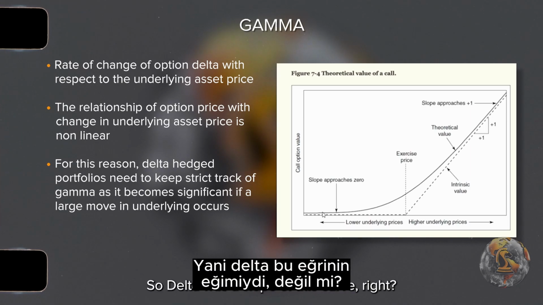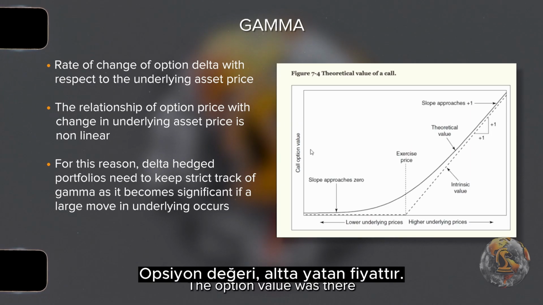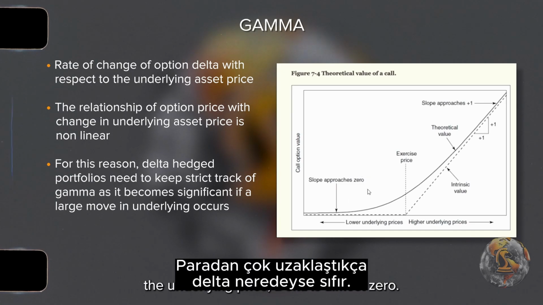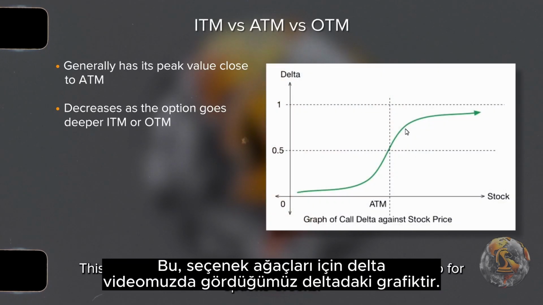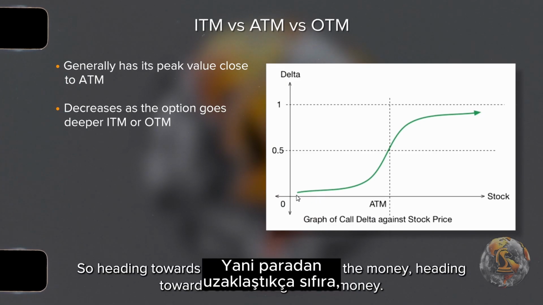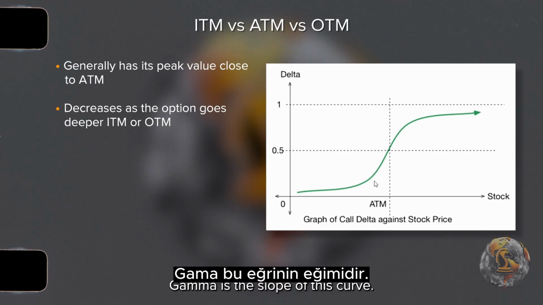So delta was the slope of this curve, right? The option value versus the underlying price. Delta is almost 0 as we go far out the money, and almost 1 as we go far in the money. This is the graph of delta, which we saw in our delta video for options Greeks. So it heads towards 0 as we go far out the money, and towards 1 as we go in the money. Gamma is the slope of this curve.